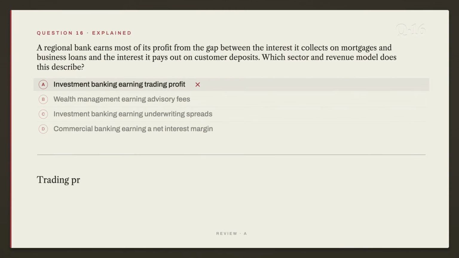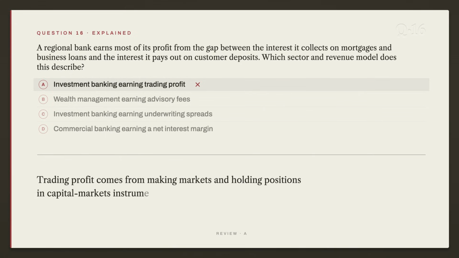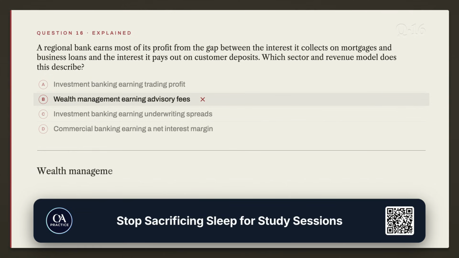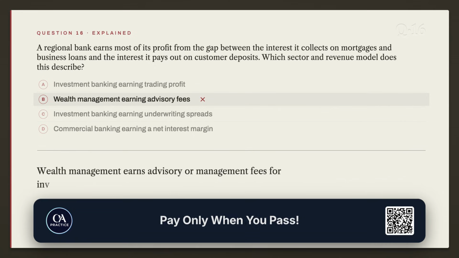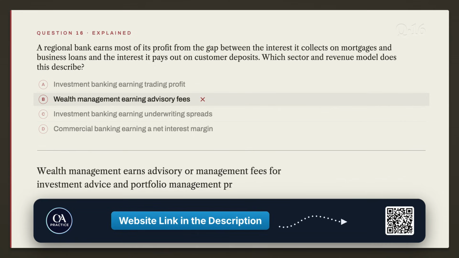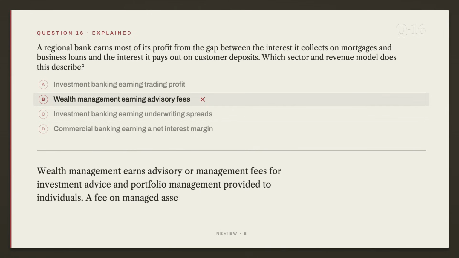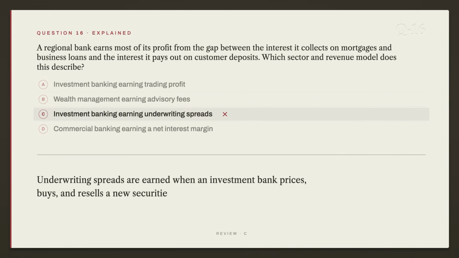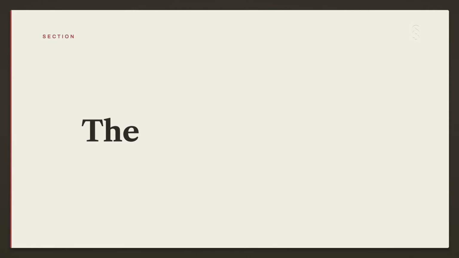A is wrong because trading profit comes from making markets and holding positions in capital markets instruments, which is investment banking work. No trading activity appears anywhere in the scenario. B is wrong because wealth management earns advisory or management fees for investment advice and portfolio management provided to individuals. A fee on managed assets is a fundamentally different model from an interest spread. C is wrong because underwriting spreads are earned when an investment bank prices, buys, and resells a new securities issue. The bank described is originating loans, not placing securities with investors.